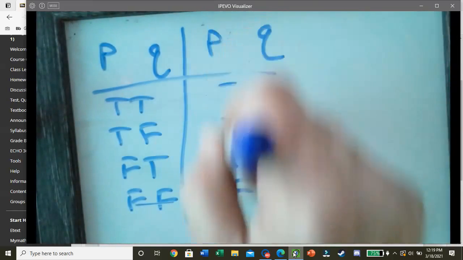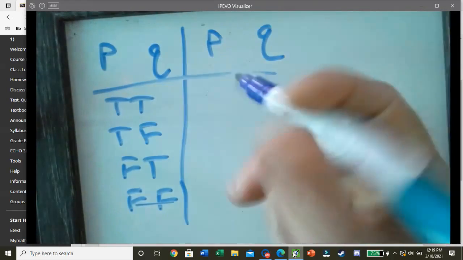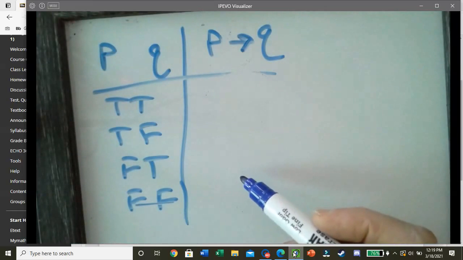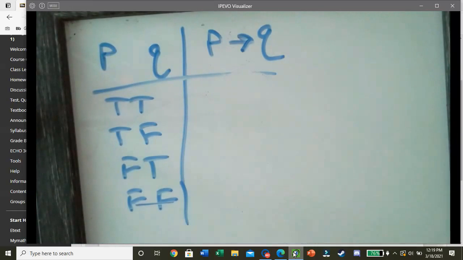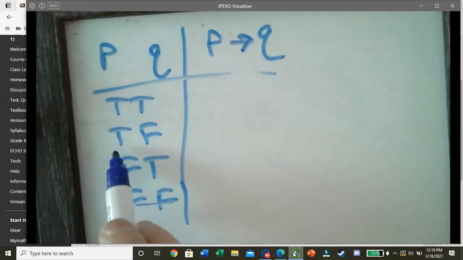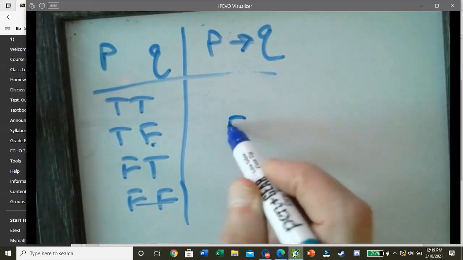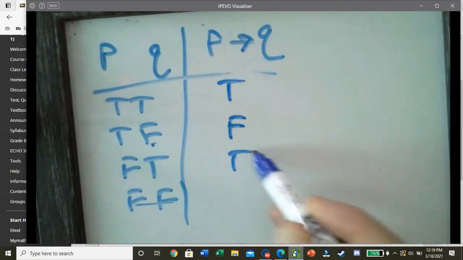Now if you're looking at if then, right? Now the only one that's false is what? A lie. Which one is the only one that's false? If true, then false, right? All the others are true.